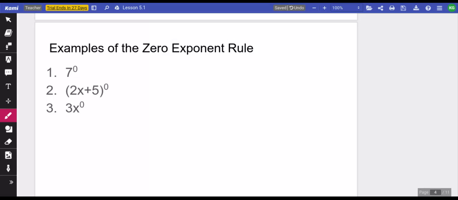For this example, anytime you have a base to the 0 power, it's 1. So 7 to the 0 power is 1. All of this is included here because it's in parentheses. So the whole parentheses is to the 0 power. So that answer is 1. This one we have to be careful because there's no parentheses. So it's only x to the 0 power. So only that part becomes 1. And then I'm left with 3 times 1, which is 3.